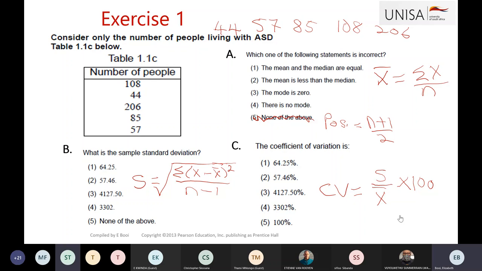Hello, Z. Just a quick question. For A, should it not read which of the following statements is correct? Which one of the following statements is incorrect? Okay, but then I'm confused. Looks like there are so many incorrect answers, about three. Never mind. You answered yourself. Yes, I answered myself. Thank you. Okay, great.